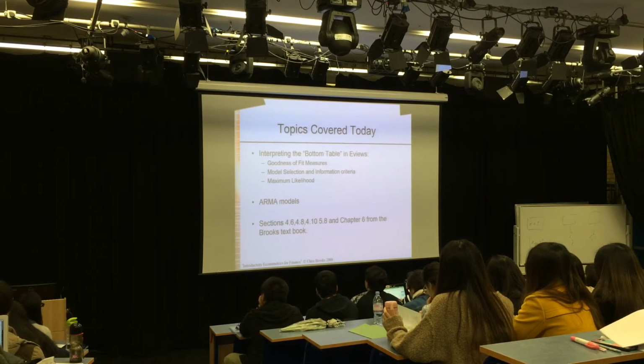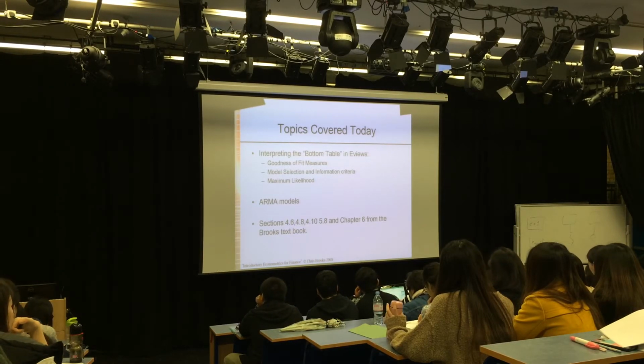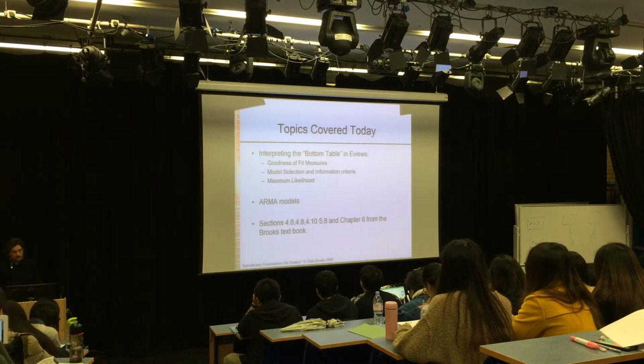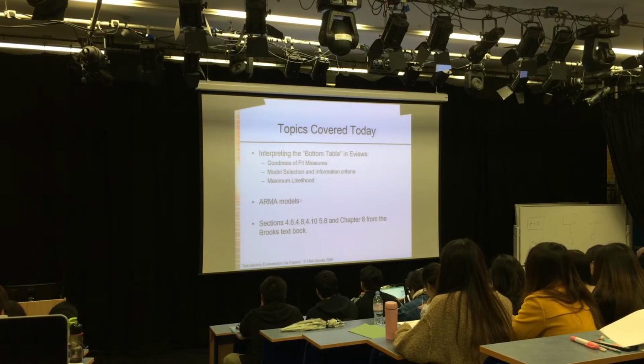I'm going to describe what maximum likelihood is. People get a little bit confused about maximum likelihood, so I'm going to explain to you what it is. And we're going to look at ARMA models, autoregressive moving average models.